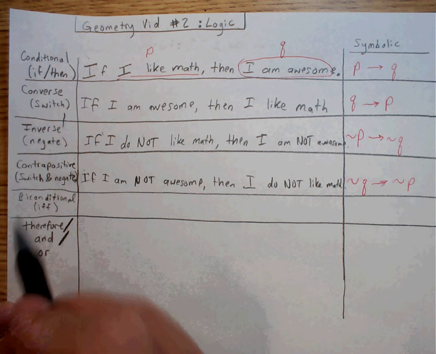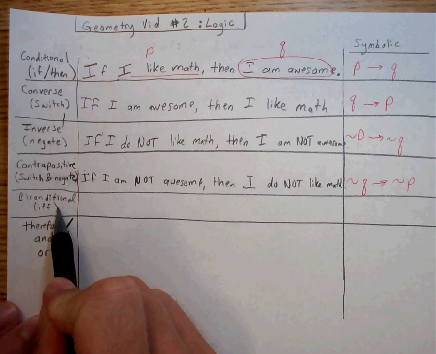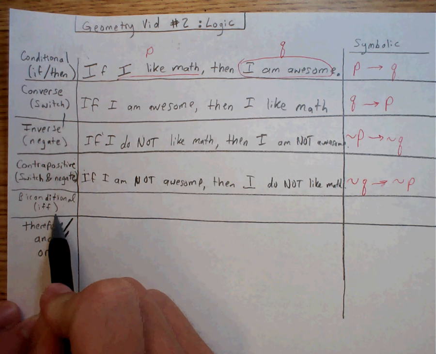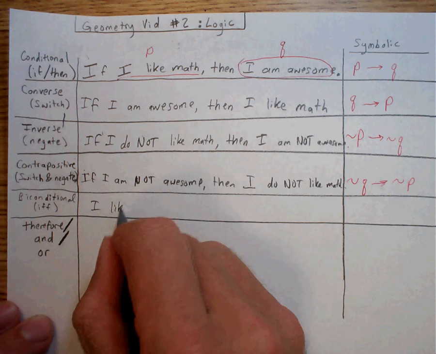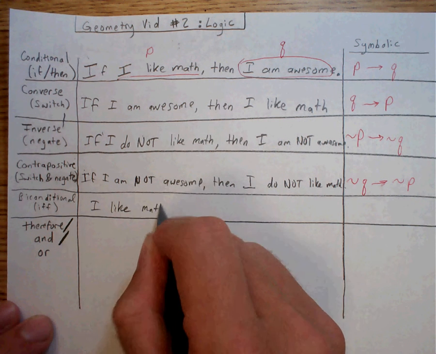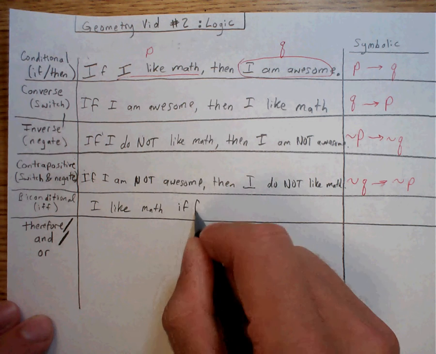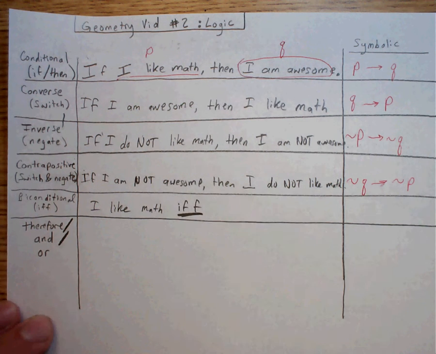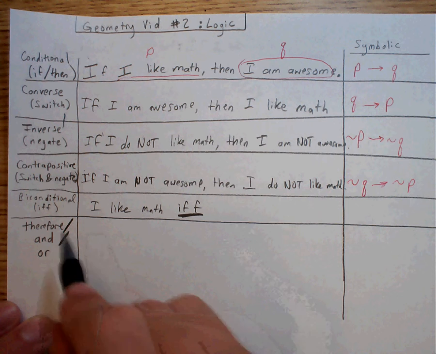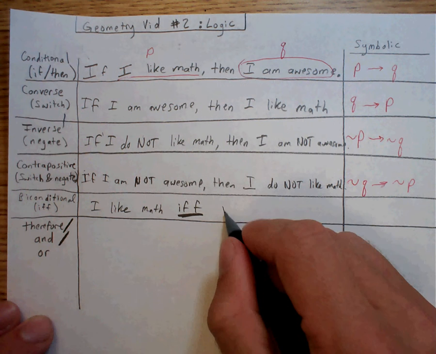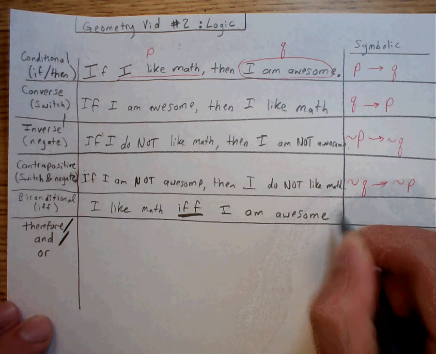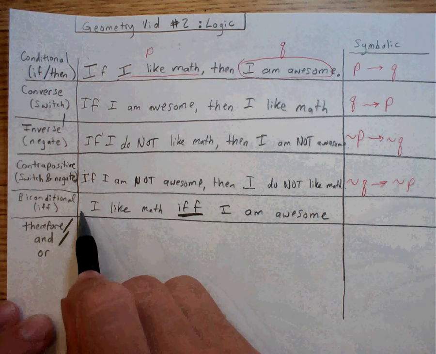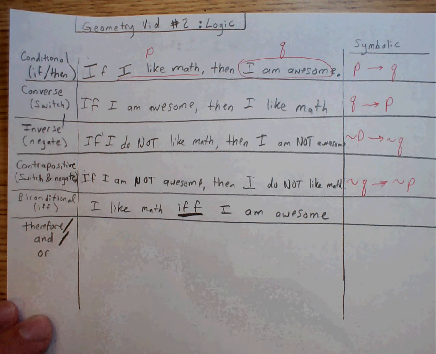Then the biconditional, this is our if and only if statement. So we do, I like math, if and only if. That's a shortcut for if and only if we learned. I like math if and only if I am awesome. Notice how this is not an if-then statement like all the other ones were.